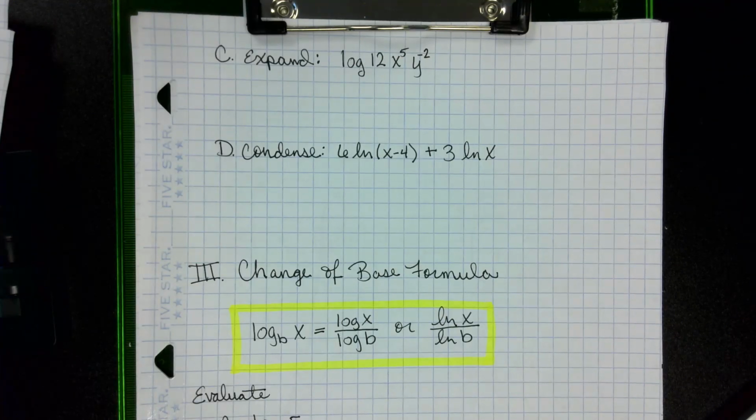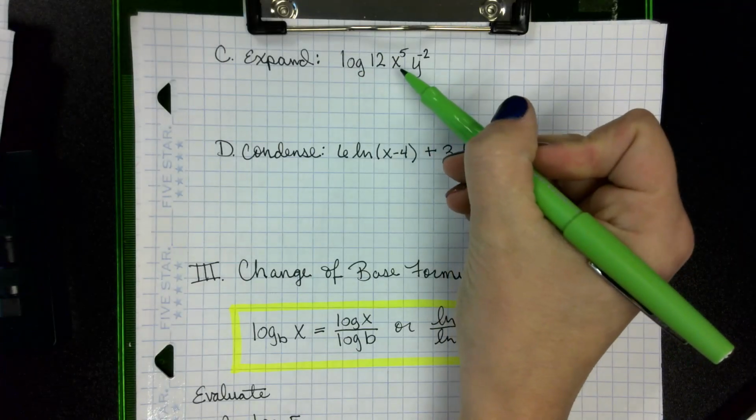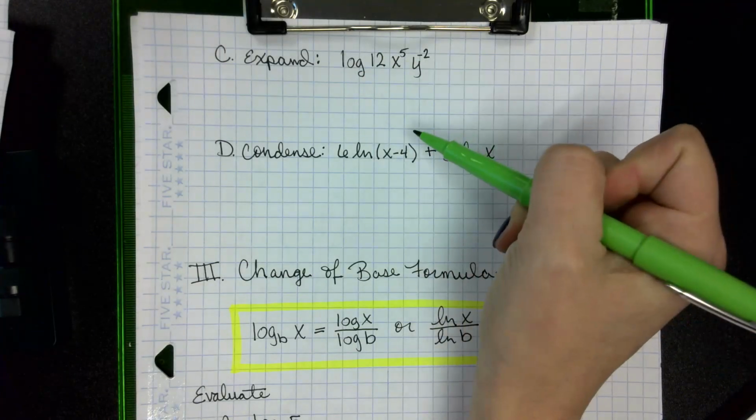Okay, so we want to expand. Your instructions are to expand the logarithm. We can use our rules, power, quotient, and product rules, to stretch it out to a bunch of separate logs. So this is log 12 x to the fifth y to the negative 2.